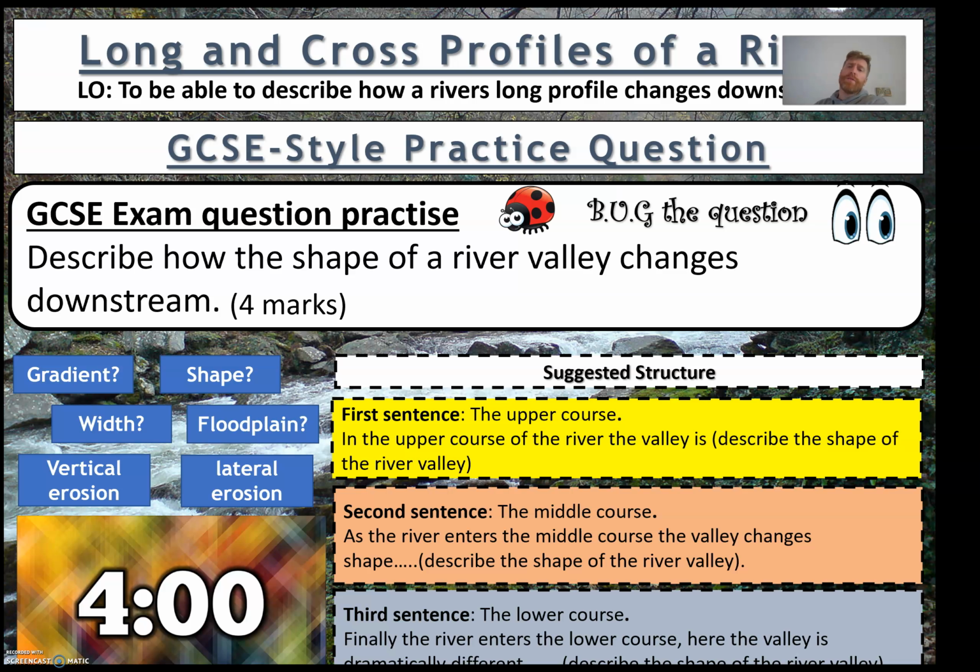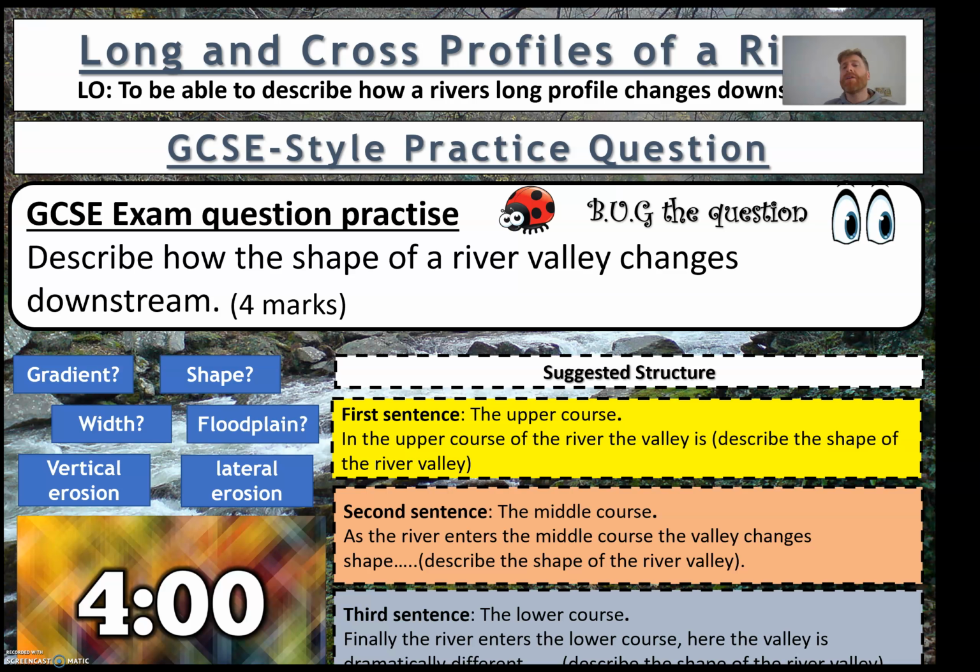This is an exam question which I'm going to ask students in class to answer if they finish in time in the lesson. It's similar to the exam question for homework. So if you can answer this, then absolutely your homework will be a doddle. And so it's: describe how the shape of a river valley changes downstream. Now, it's important to note I've asked how the shape of a river valley changes, not how the river channel changes, or how the characteristics of a river change.